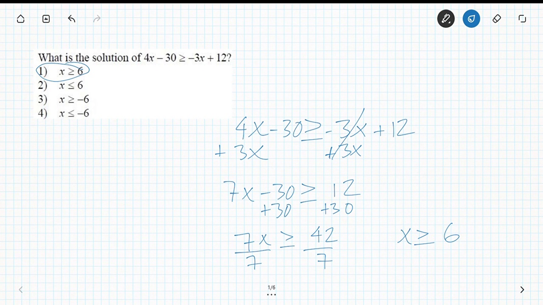Okay, hopefully I didn't go too far, but essentially the main idea is that you bring the x's with the x's. If they're on opposite sides, then you have to perform an inverse operation just so that you get rid of the x's on one side and you bring it to the other. Okay, so let's go ahead and move on to the next problem.